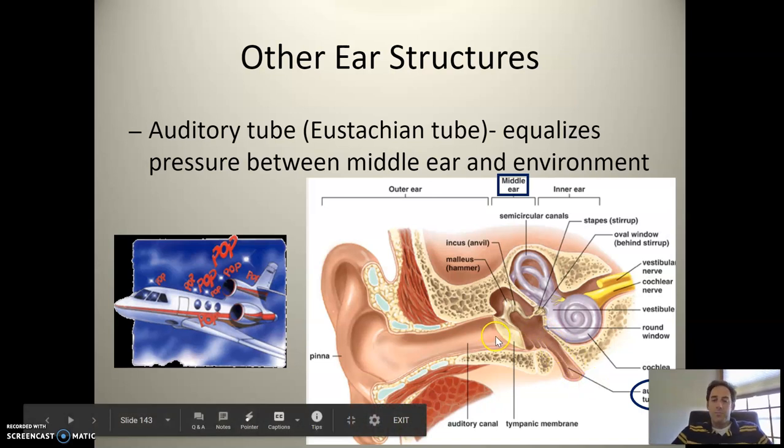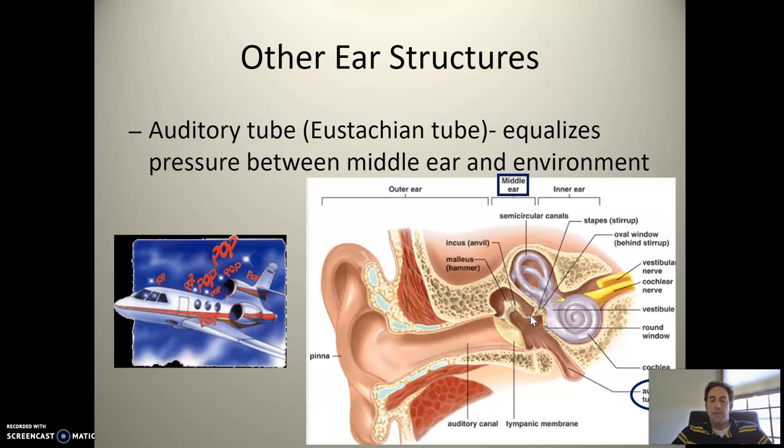So when you go up in an airplane, the pressure goes down as you go up in the sky, and all of a sudden the outer ear has a lower pressure than your inner ear, or your middle ear. And so the higher pressure in the middle ear pushes against that flimsy little tympanic membrane. It kind of bulges out, and that's what that ear popping sensation is. And what they tell you to do is swallow, chew gum, that kind of thing.